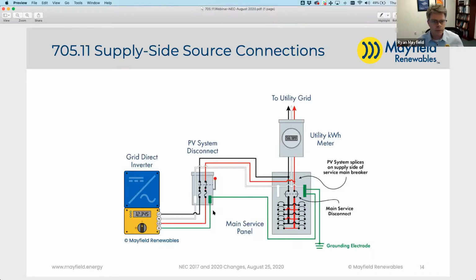Jennifer, before we leave, I did see that there was a question about this specific topic. Corey's asking about the code reference that requires supply side taps to be listed for supply side connections. And it is in 2020, and it's 705.11(D). D as in Delta.